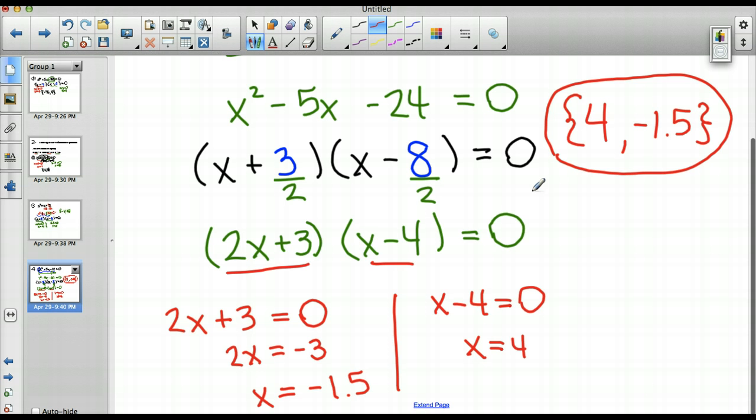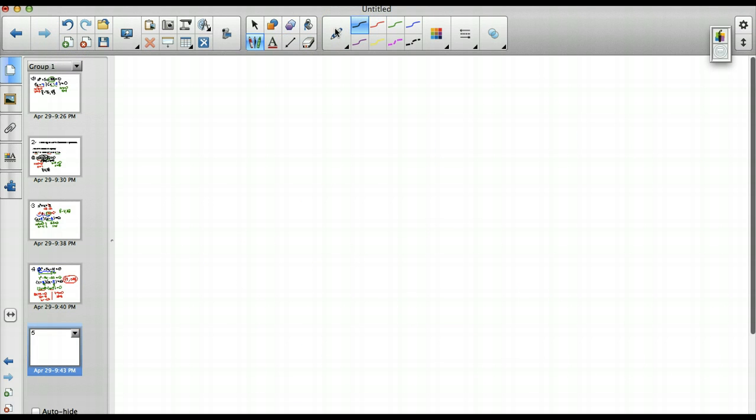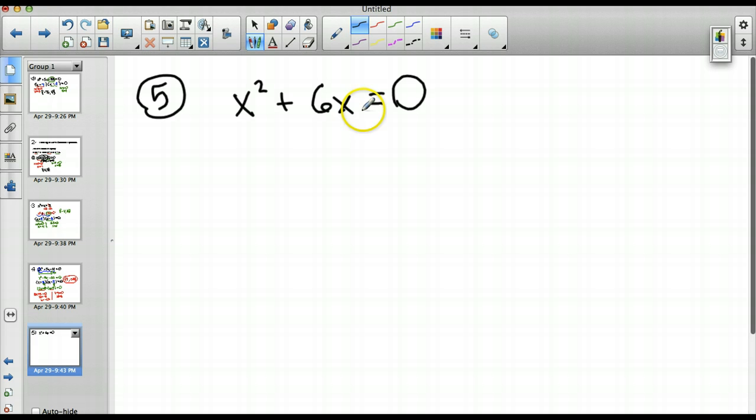Okay, let's look at another one. These go kind of quick, so we're going to look at a few more examples on this clip than we have the last ones. So this would be number 5. X squared plus 6x is equal to 0. Don't be thrown off by this problem.